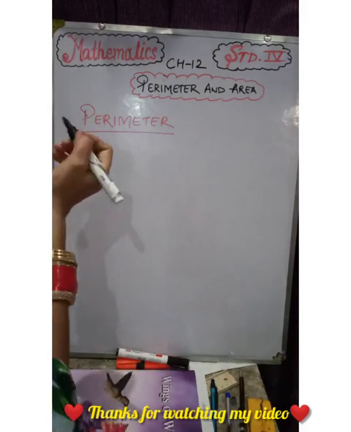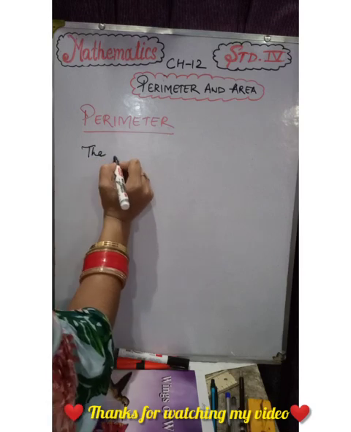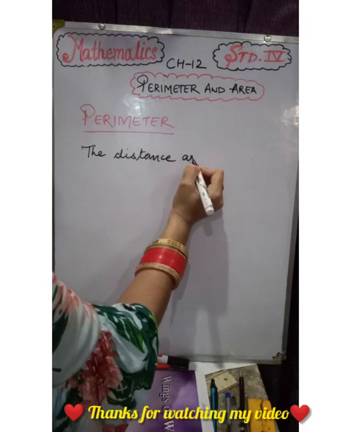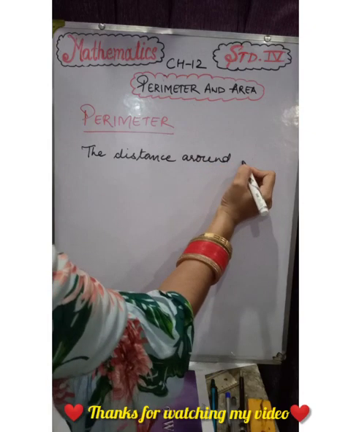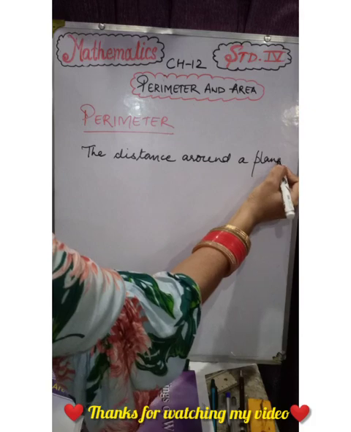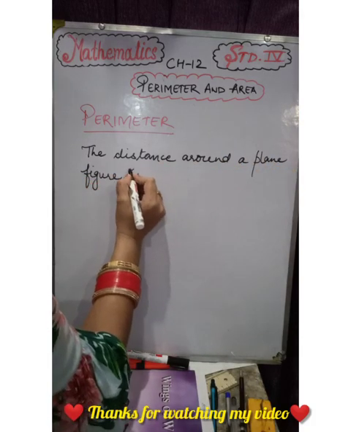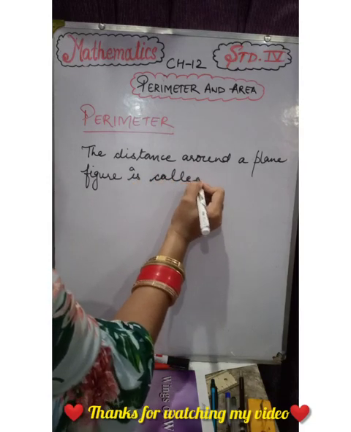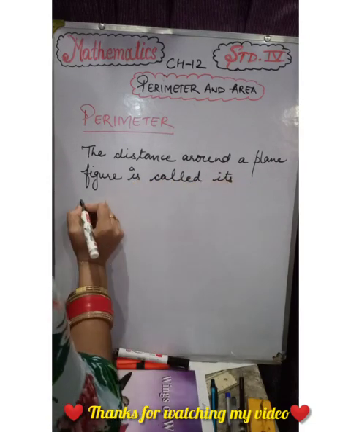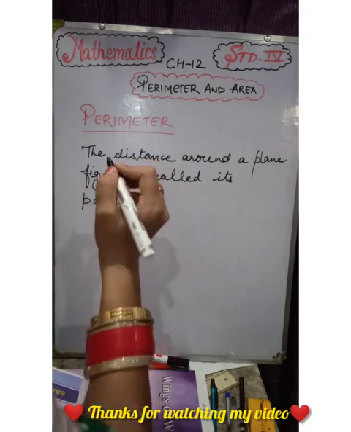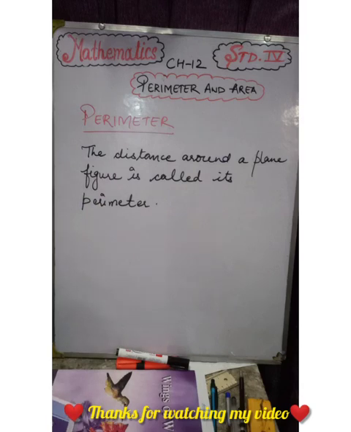So the general definition is: the distance around a plane figure is called its perimeter. You need to learn all these definitions, they will come in your exams. This is the definition, the meaning of perimeter.